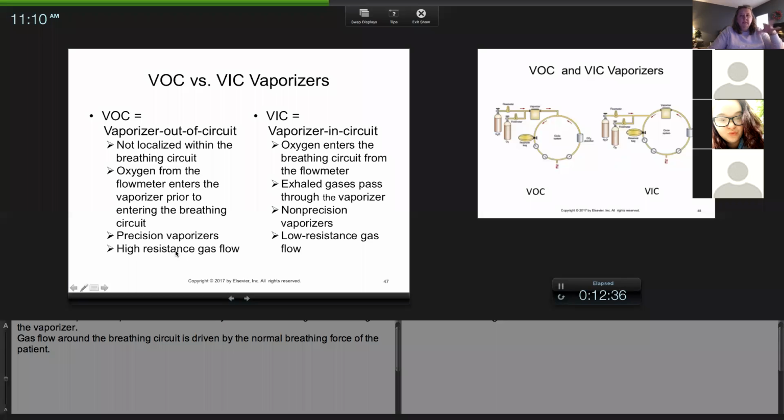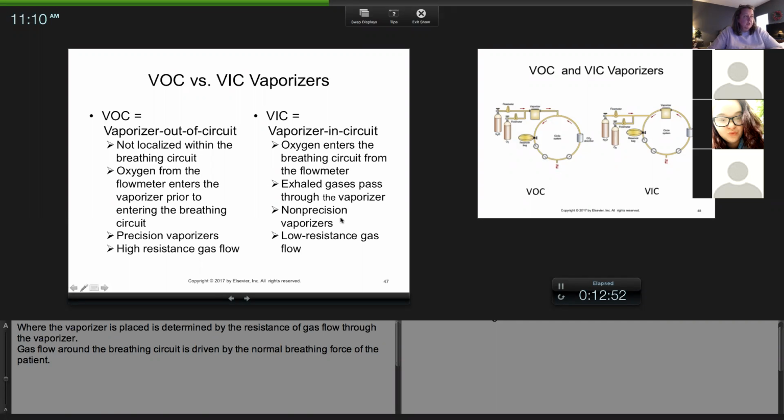There's a high resistance to gas flow, meaning it's being delivered outside of the circuit. And there's no way the patient's going to be able to pull from that vaporizer due to the resistance. Now let's look at the VIC, which is what I just talked about. A vaporizer in circuit, the oxygen enters the circuit from the flow meter, but then the exhaled gases pass through the vaporizer. And what happens is they can pull through this system.